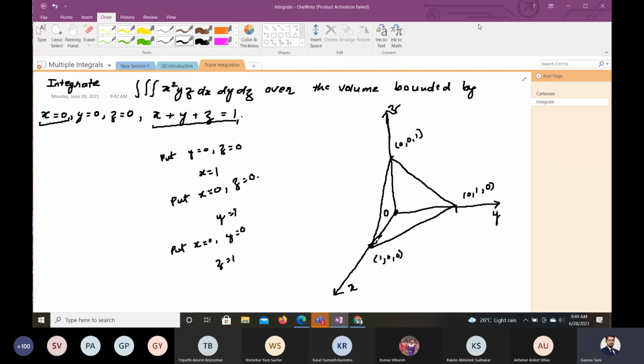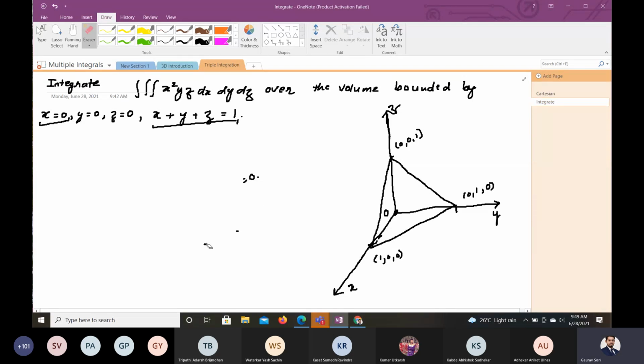And what does the question say? You have to find this integration on the volume which is bounded by the xy plane, yz plane, xz plane, and this, the last one.